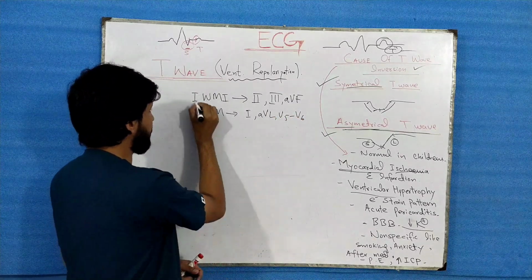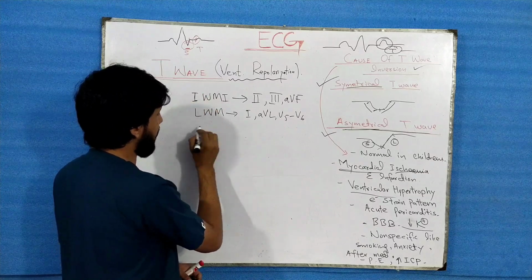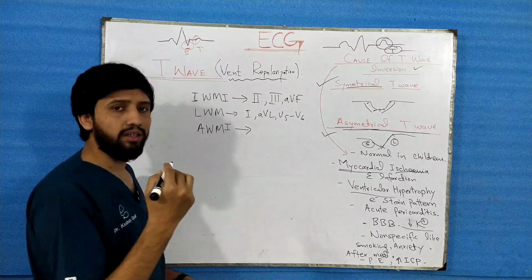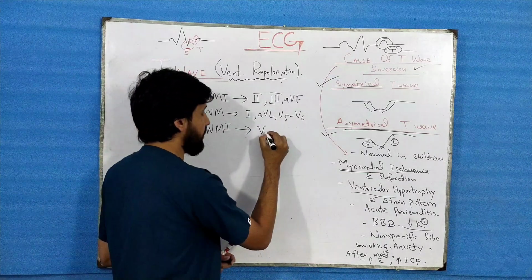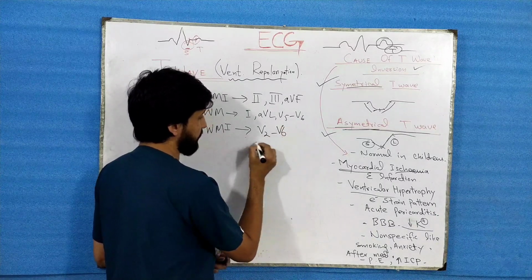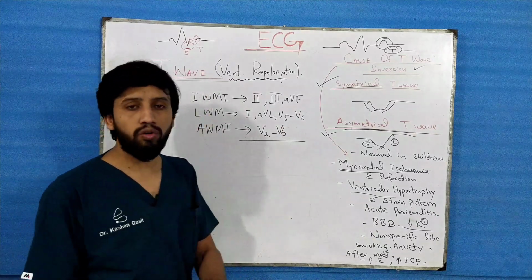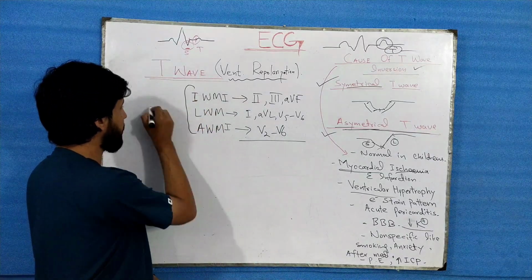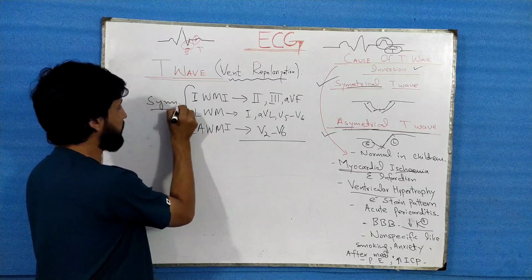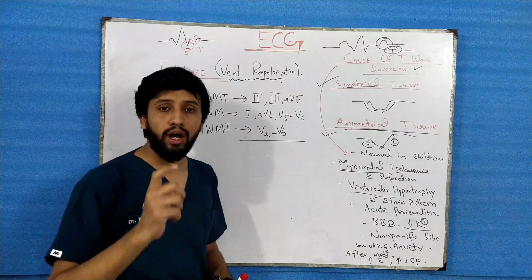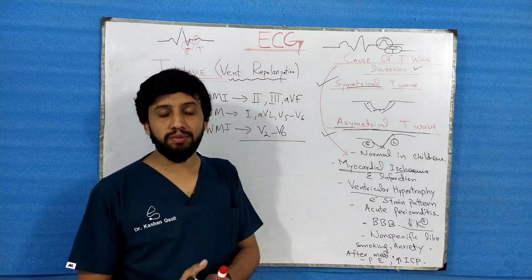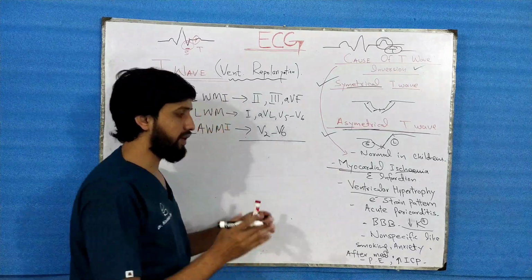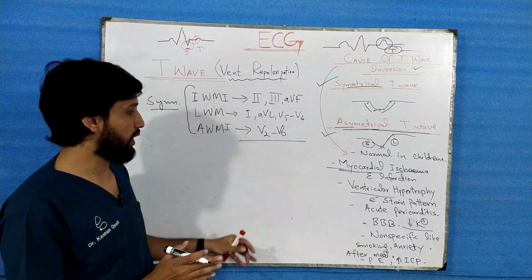Likewise, in conditions like anterior wall MI, you will notice the T wave inversion in leads V2 to V6. So in all these conditions, you will notice the T wave inversion, but this T wave inversion will be symmetrical. Symmetrical T wave inversion. So in order to differentiate between the symmetrical and asymmetrical T wave inversions in different clinical conditions like MI and ventricular hypertrophy, you have to remember these points.